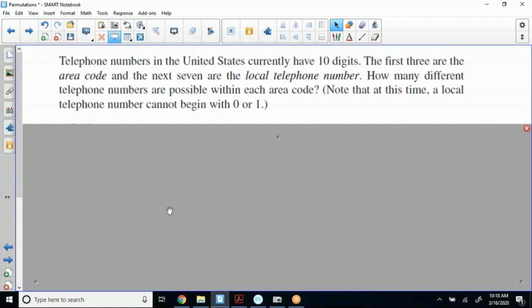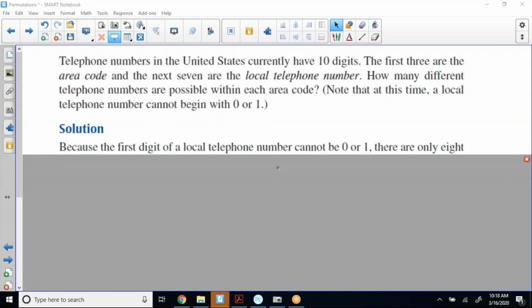Telephone numbers in the United States have 10 digits. The first three are the area code, and the next seven are the local telephone numbers. How many different telephone numbers are possible within each area code? So we're not going to look at the area code, that'd be the first one. And then there's seven that are the local. Note that at this time, a local number cannot begin with a 0 or a 1.